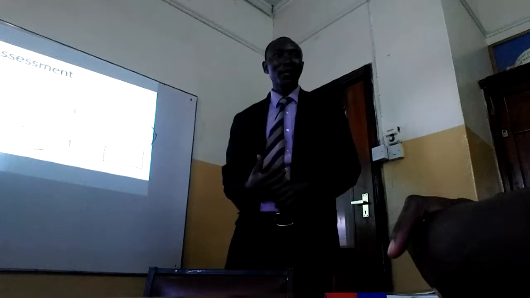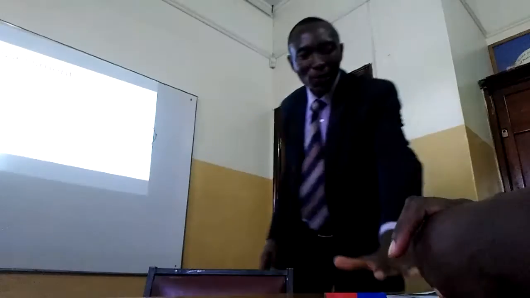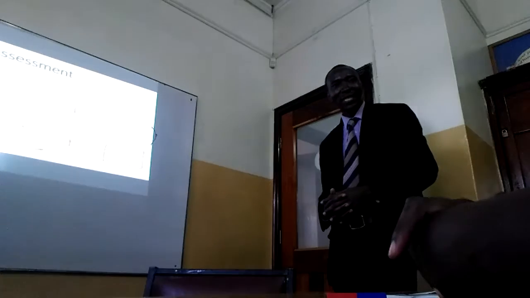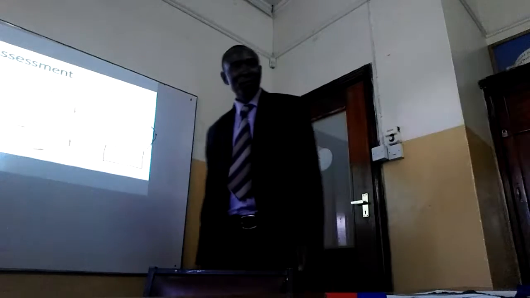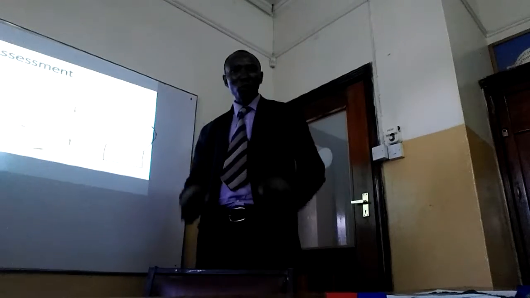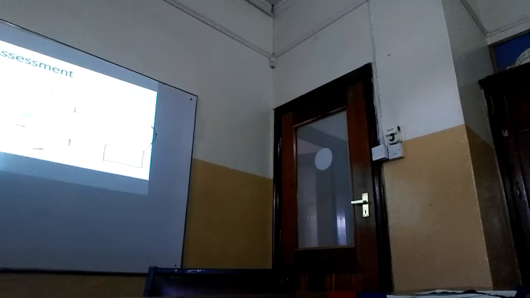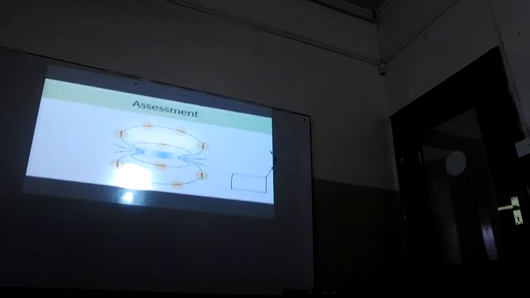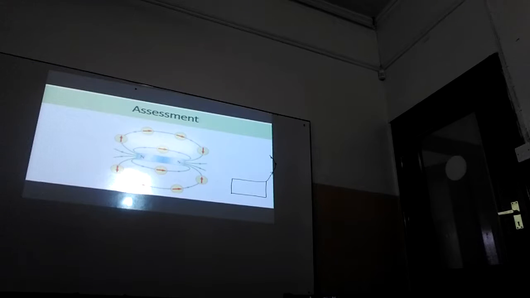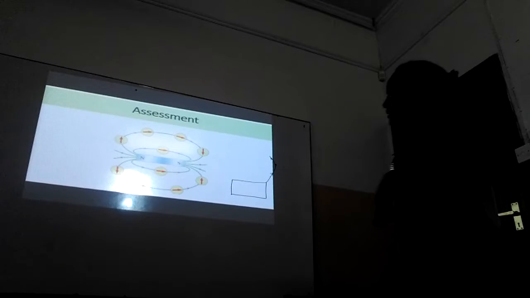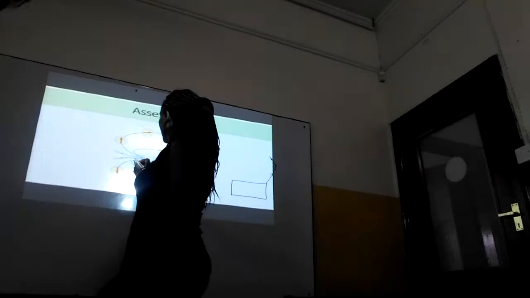I want you to go and write an X on 2 points with a very strong magnetic field. Two points which have strong magnetic field, based on the spacing between the lines. Give it a try. Two points with very strong magnetic field. The places where we have arrows, based on these magnetic lines.